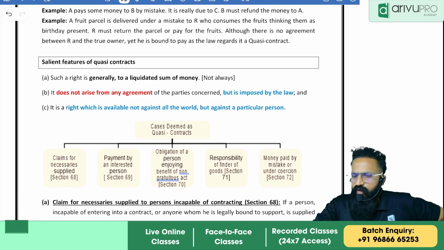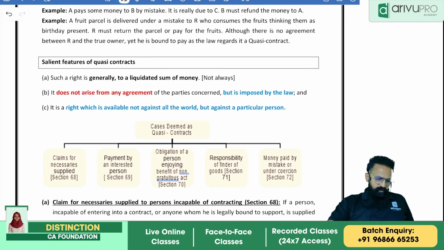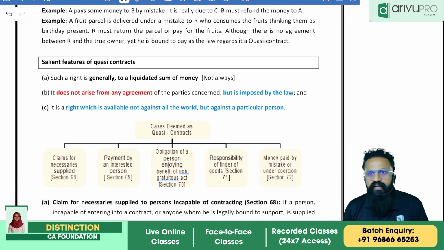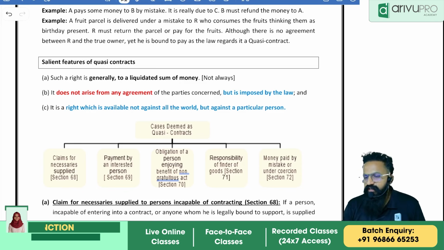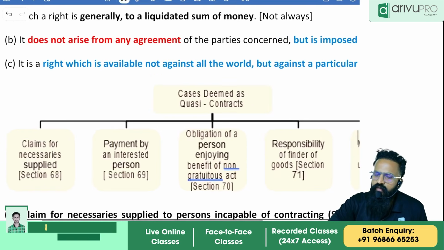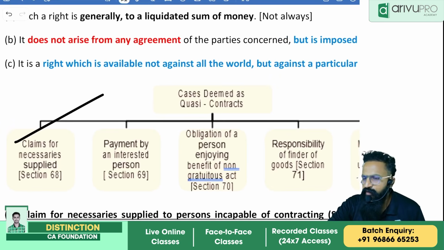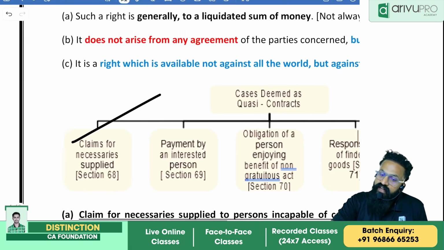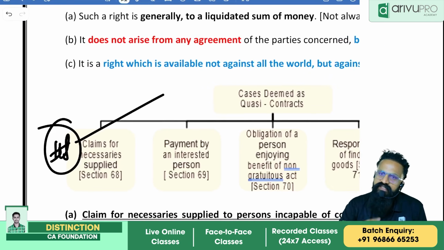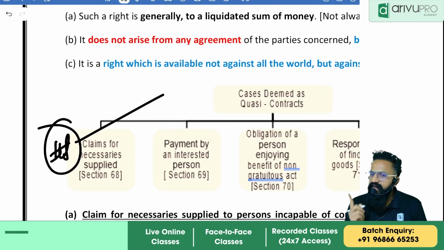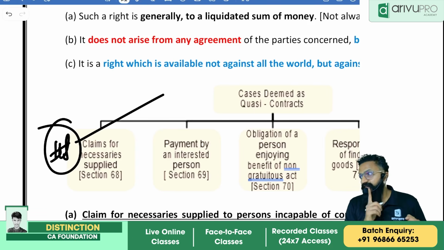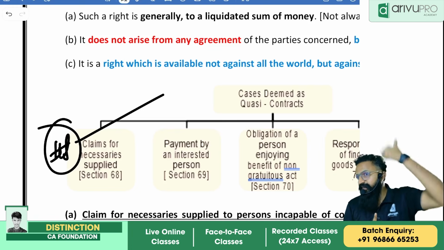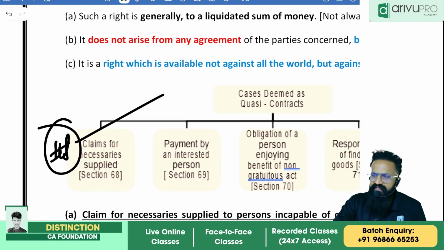Okay, the features of quasi contract. What do I mean by quasi contract? Quasi contract means it's not an actual contract, but it is similar to a contract. So, what are the cases deemed as quasi contract which we have already seen? People, remember the section here, important: 68. Claim for necessaries supplied to an incompetent person and person dependent on them. Too many times I have asked that.